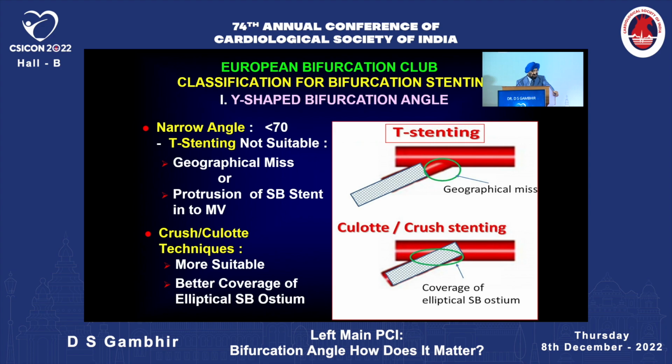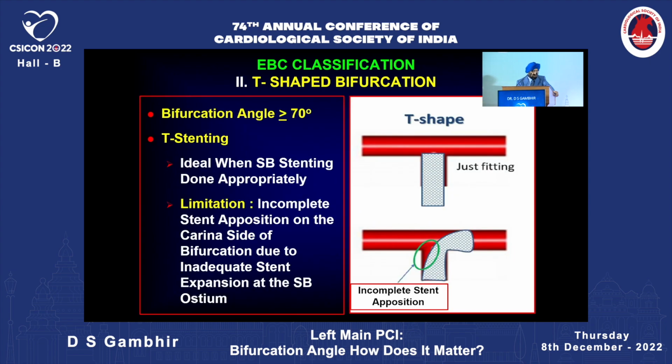The Y-shaped bifurcation angle, as we know, is less than 70 degrees, and it is not a suitable case for T-stenting because of geographical miss, or you can inadvertently protrude the side branch stent into the main vessel, both of which are not advisable. A crush or culotte technique is more suitable for Y-shaped bifurcation angle, and it gives a better coverage of the elliptical ostium.